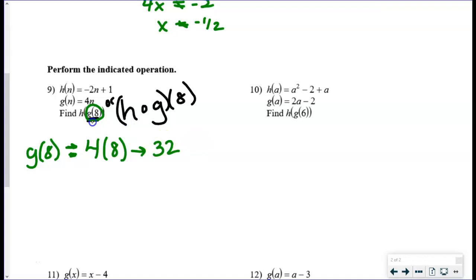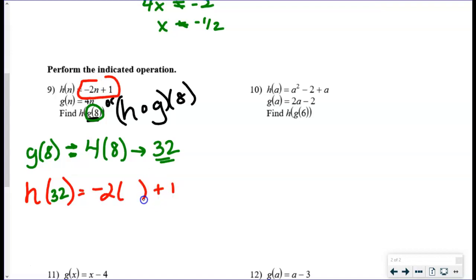Then, once you figure out the inside, you can work your way backwards. Now it says find h of whatever you just got. So h of 32. Function h, which is up here, is negative 2 times n, which you plug in 32, plus 1. A little simplifying here: negative 64 plus 1 is negative 63. That is your answer, okay?